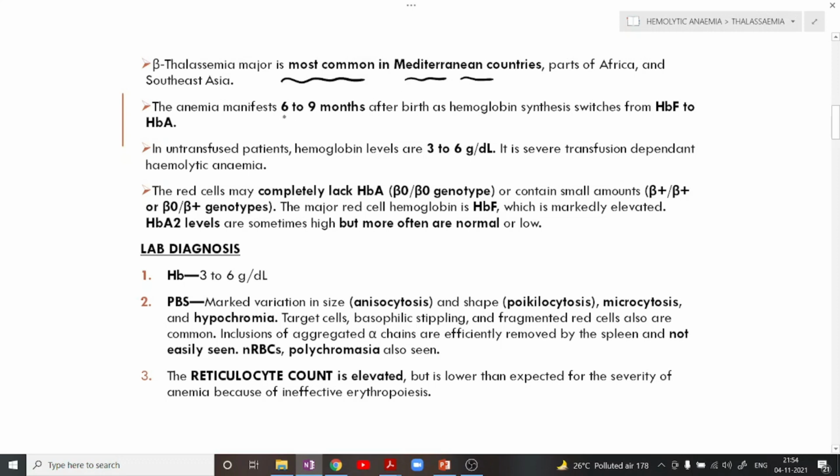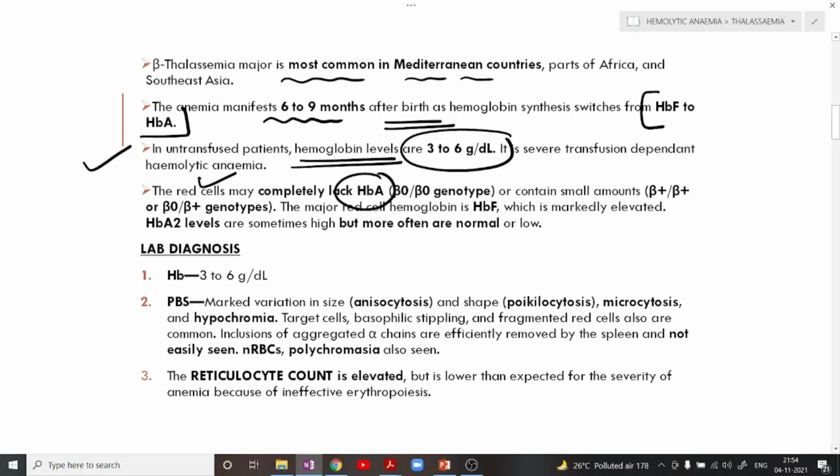Now the anemia manifests when the child is 6 to 9 months after birth, when the hemoglobin synthesis shifts from HbF to HbA. Remember, in an untransfused patient, the patient will present with anemia wherein the hemoglobin levels will be very low, in the range of 3 to 6 grams per deciliter. The red cells may completely lack HbA. As I told you, it may have beta 0 genotype, or it might contain very small amounts in beta plus. So these are the three important genotypes of beta thalassemia major.